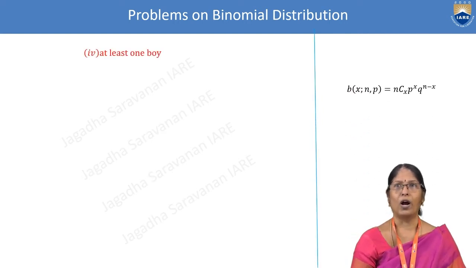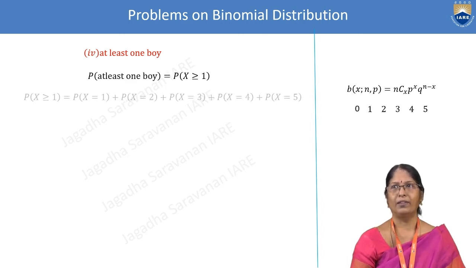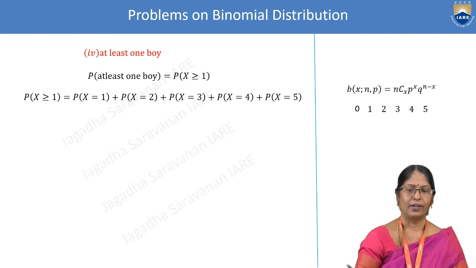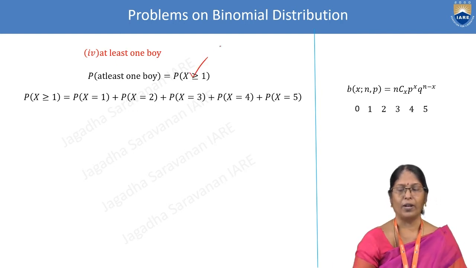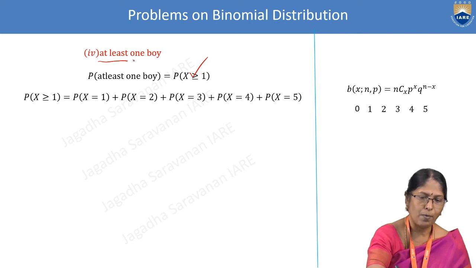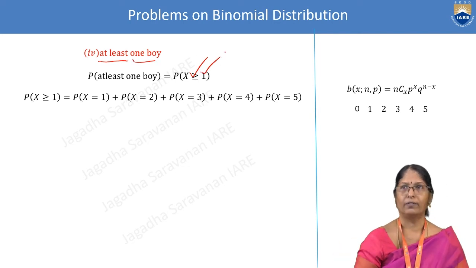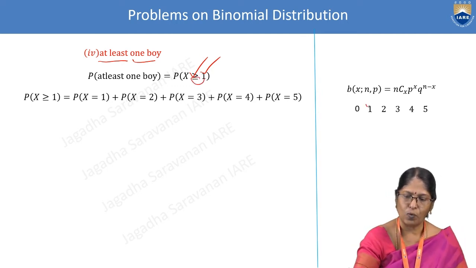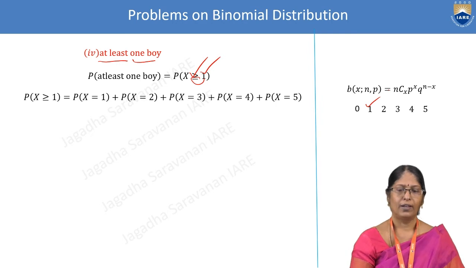At least one boy. At least. Mathematically, we have to see the symbol, that is greater than or equal to. So, for this at least one boy purpose, it is greater than or equal to 1. Here this equal sign is there. That is the reason 1 is included.